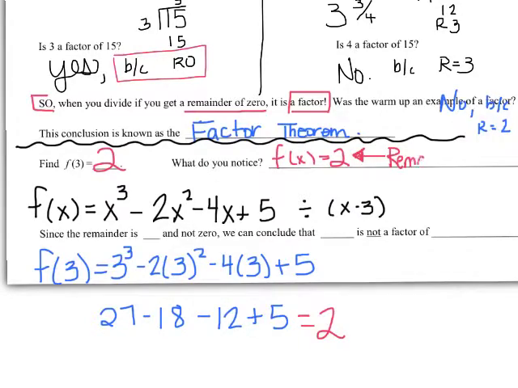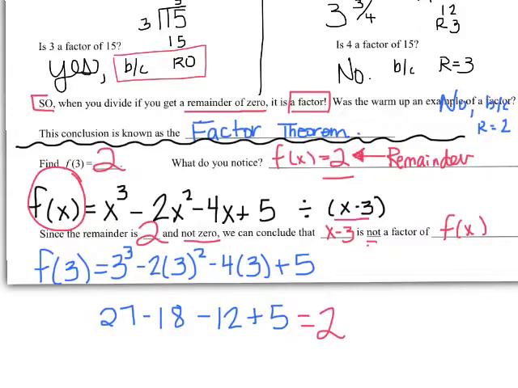That is not a coincidence. That is going to happen. That's actually what the remainder theorem is: if you plug your divisor's value into the function, whatever it comes out to be is going to be the remainder. As a quick recap, since the remainder is 2, and it's not 0, that's really the point. Doesn't matter what the number is, but if it's not 0, then we can conclude that that divisor, x minus 3, is not a factor of f of x.